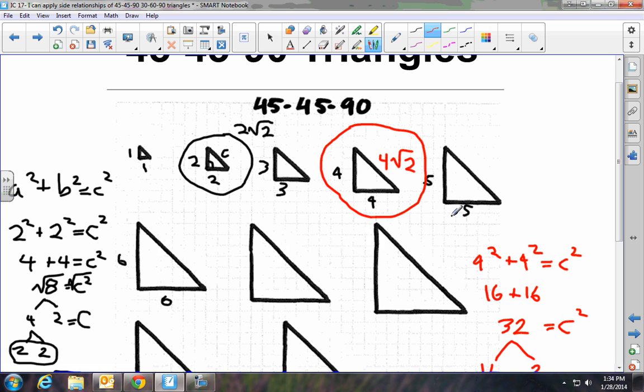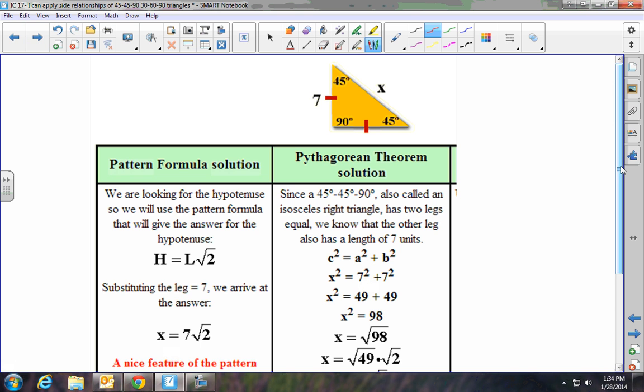Now, it's worth pausing here to note the pattern that we see. When this leg here was 2, the hypotenuse was 2 radical 2. When this leg was 4, the hypotenuse was 4 radical 2. I'll bet you could guess that this hypotenuse here is going to be 5 radical 2. And this one down here, of course, will be 6 radical 2. So the pattern that we notice is that we take the leg, multiply it by radical 2, and we get the hypotenuse.